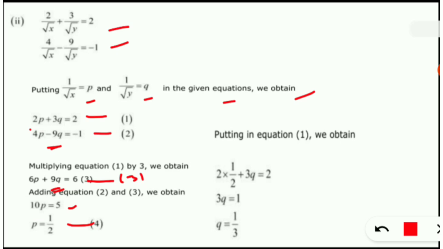Now we put p equals half in equation 1. That means in this equation, 2 into 1 by 2 plus 3 into q equals 2. So thrice q equals 1. So q equals 1 by 3. Clear?